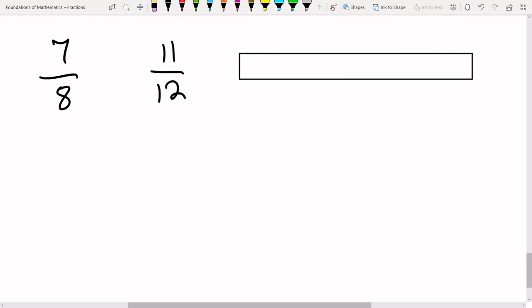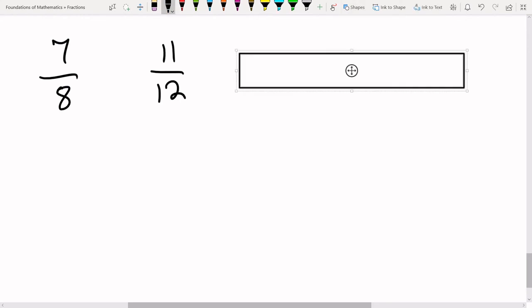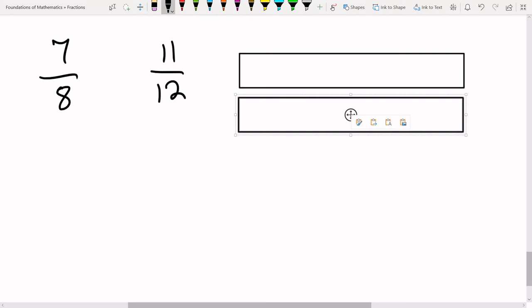Let's draw out 2 bars like this. Okay, let's look at an 8. So I'm going to cut the first one into 8 equal portions, at least somewhat equal. It's going to be hard because I'm doing this by hand.